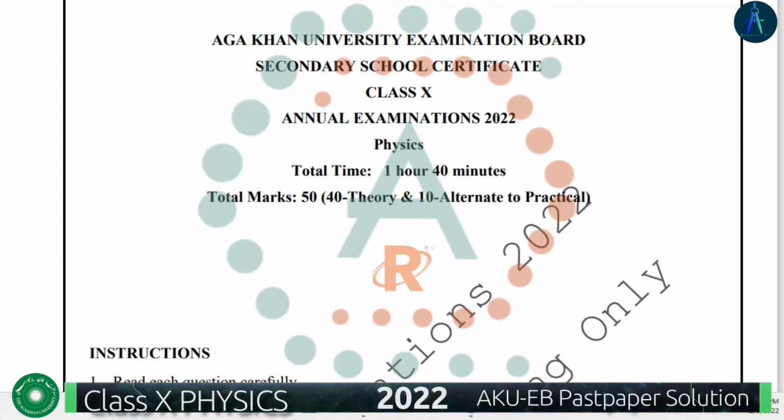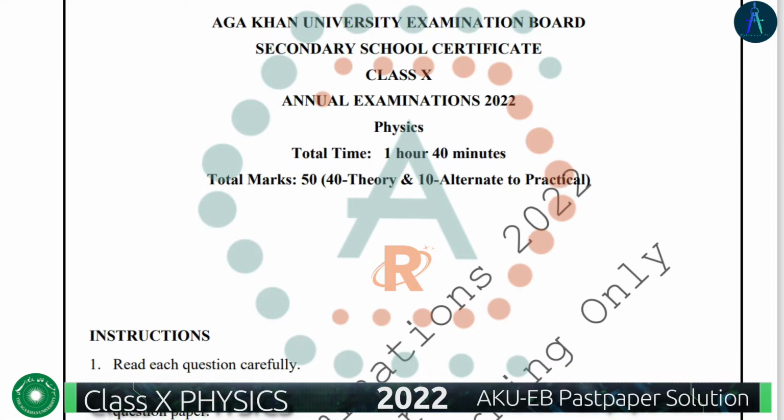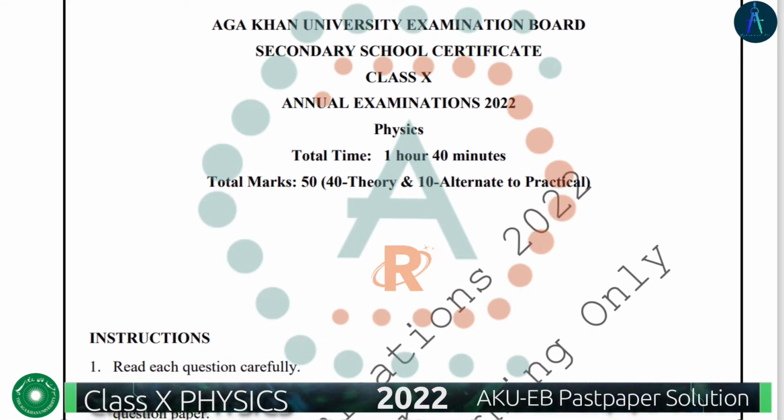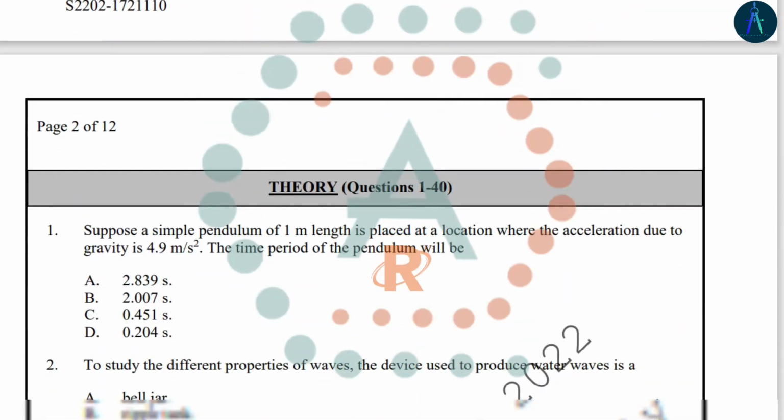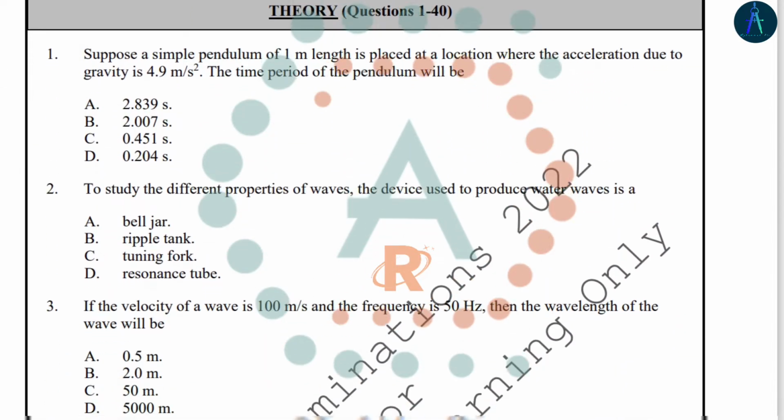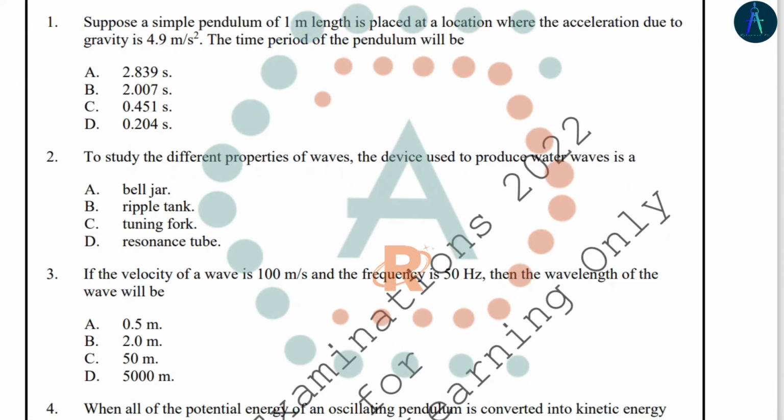Today in this video lecture, we are going to solve the 2022 paper of Class 10 Physics, Khan University Examination Board. So here we have got the paper of Class 10. So let's come to our question number 1.